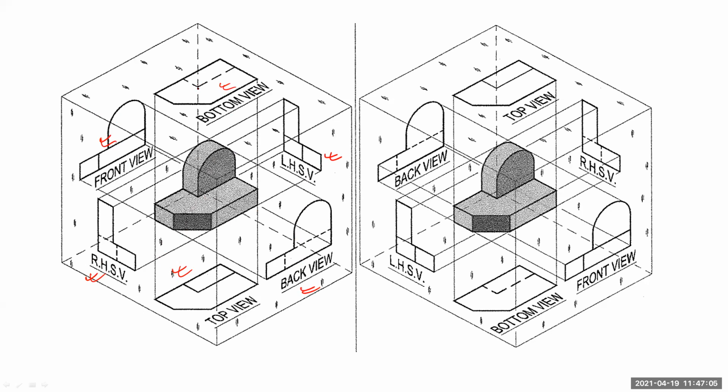Here you can see in the bottom view, if someone looks at this object from the bottom side, he will not be able to see this portion. It will be hidden. That's why hidden line is used here. Hidden line is represented by dash lines. So hidden lines are used to represent the hidden parts. Similarly, here you can see those hidden lines are coming to this location.